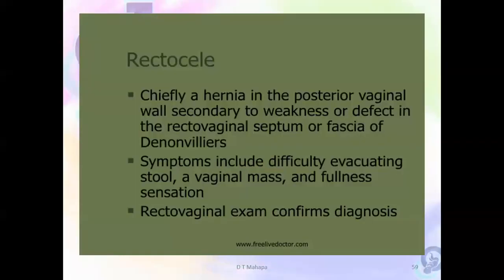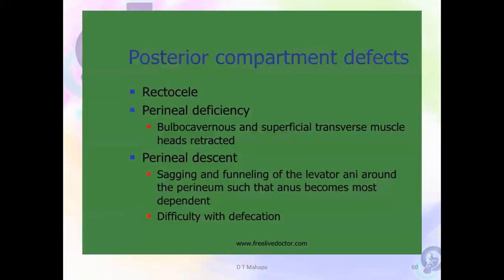This is when she has a rectocele, which is chiefly a hernia in the posterior vaginal wall, secondary to weakness in the rectovaginal septum. There is a fascia there called the fascia of Denonvilliers, which if it's weakened or torn, causes a rectocele. And the best way to examine it is rectovaginal examination.